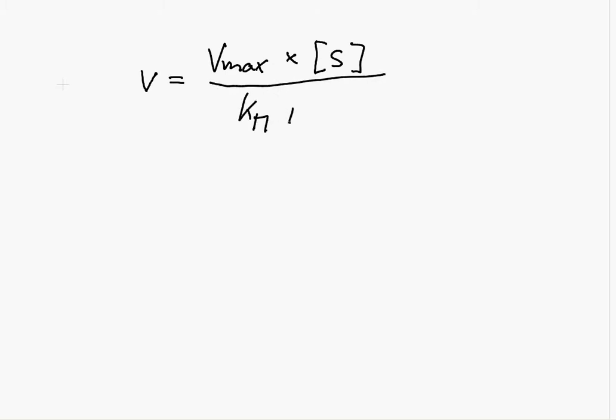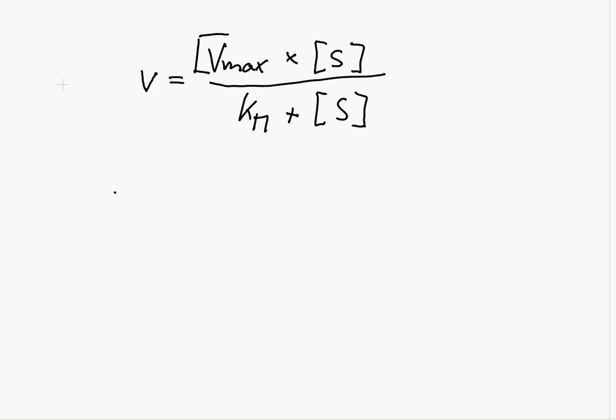To understand what these parameters actually mean, let's write down the Michaelis-Menten equation for an irreversible enzyme reaction. Rate equals Vmax, this is the limiting rate of this reaction, times the substrate concentration divided by Km plus substrate concentration. Now, let's start with Vmax in the first place.